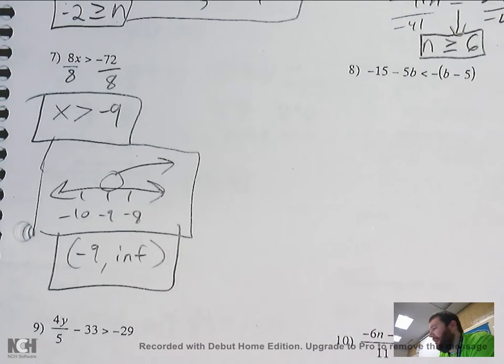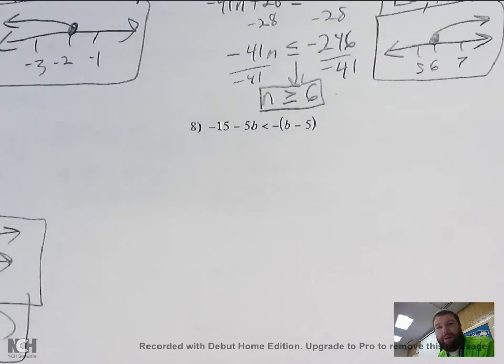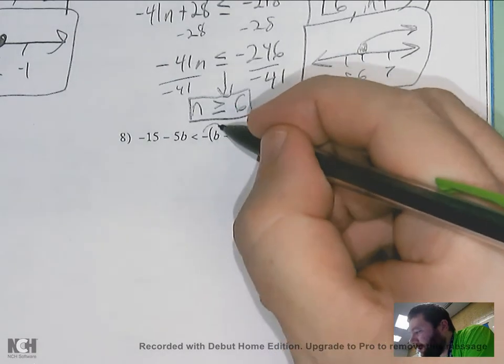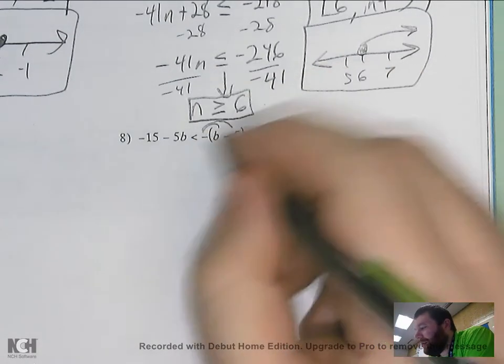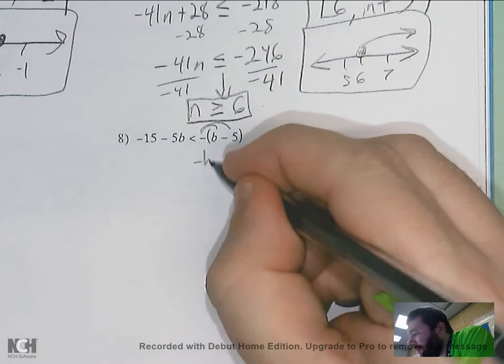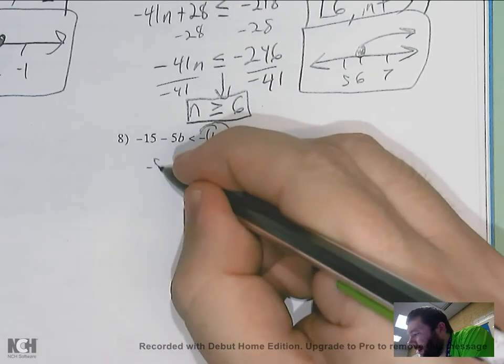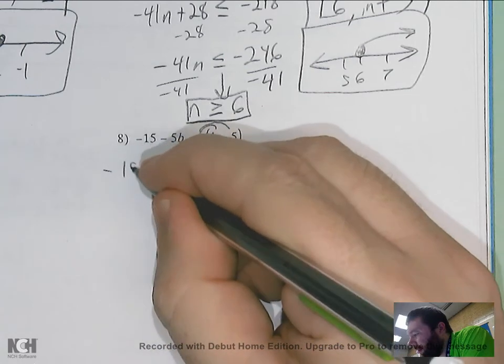Okay. Then let's look at number 8 here. So first thing I see is parentheses. So I'm going to distribute the negative. And that just changes the signs. So I'm going to have negative b plus 5. And then I still have this business over here, negative 5b, negative 15.